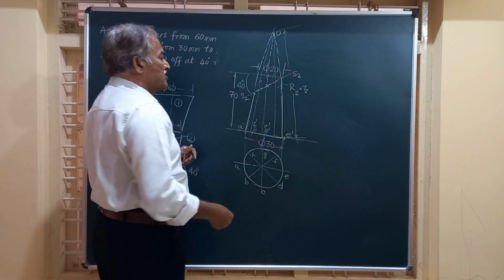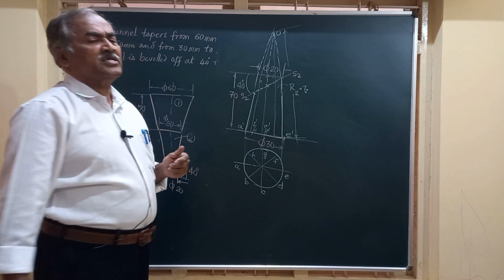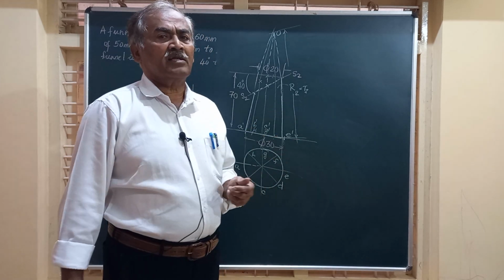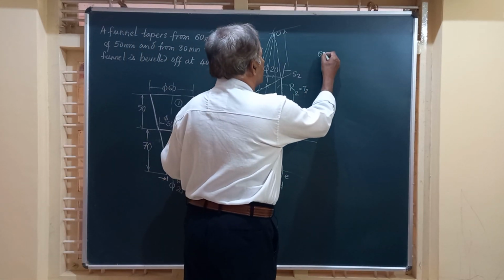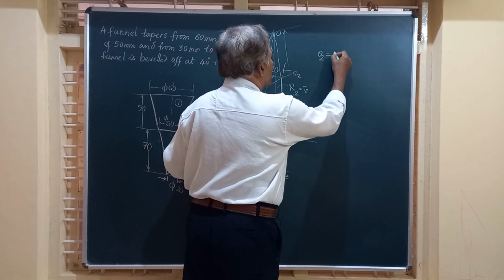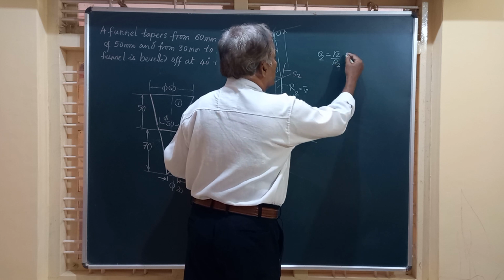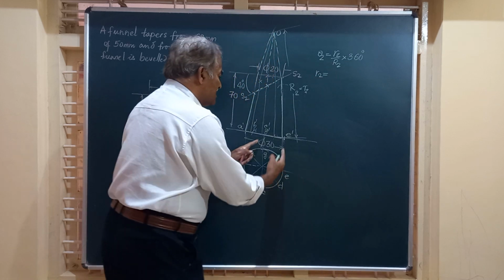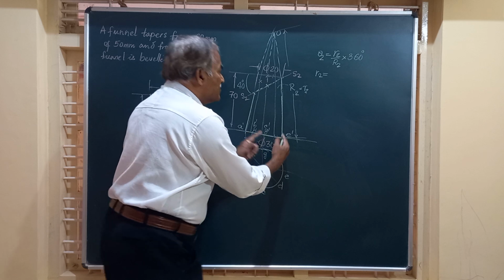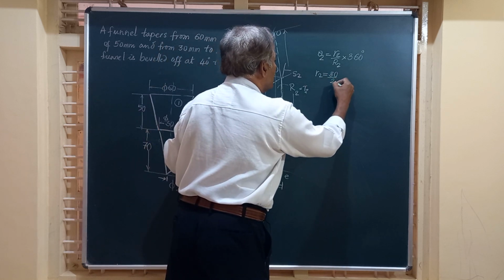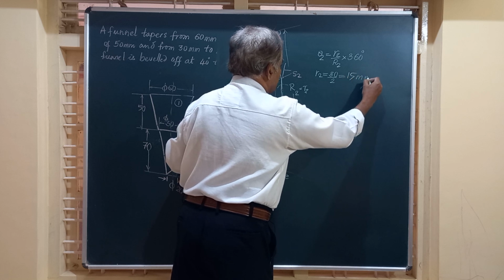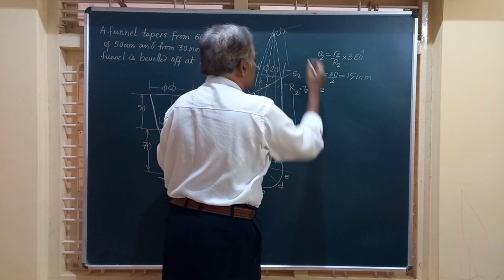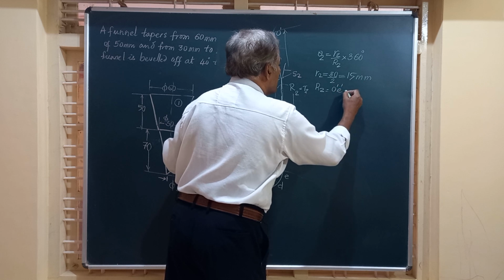So friends, once you have this R2, you will be able to find out theta 2, the angle subtended by that part of the funnel. You write the formula: theta 2, the subtended angle, is r2 by capital R2 multiplied by 360 degrees. This small r2 is the radius of the base, 30 by 2, that works out to 15 mm. And this capital R2 is the length of this generator, O dash E dash.